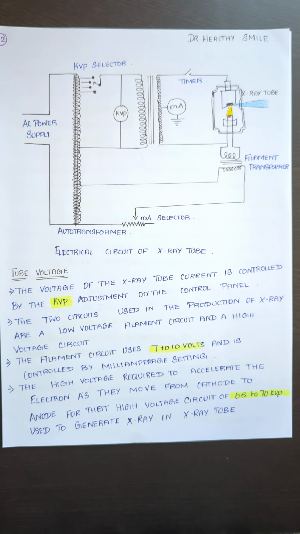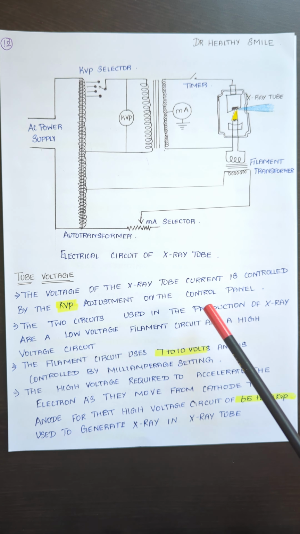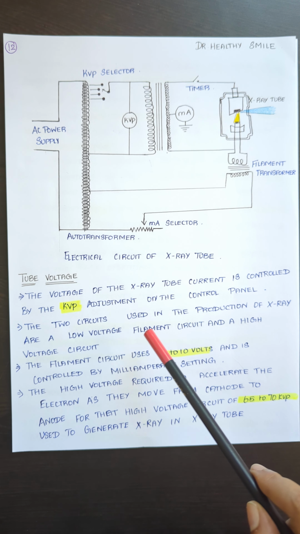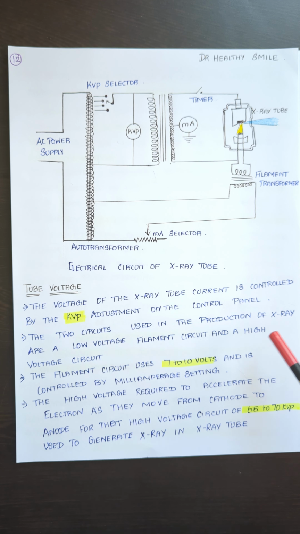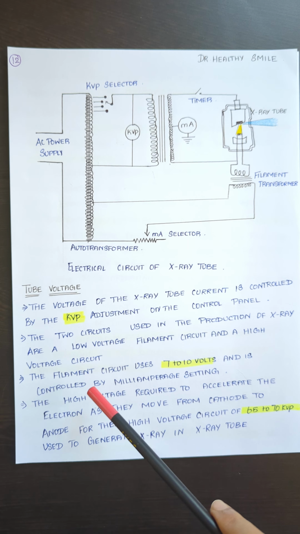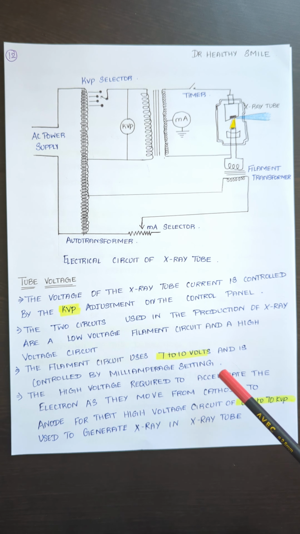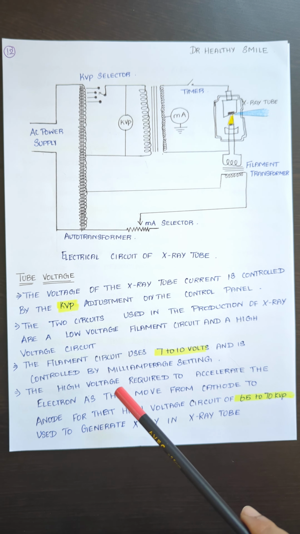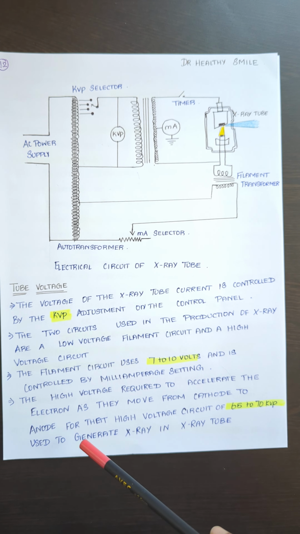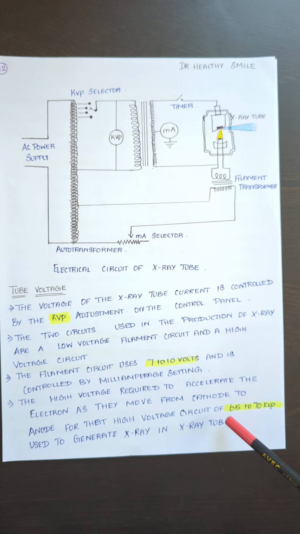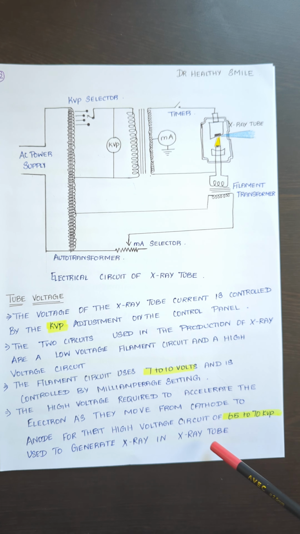Tube voltage. The voltage of the X-ray tube current is controlled by the kVp adjustment on the control panel. The two circuits used in the production of X-rays are a low voltage filament circuit and a high voltage circuit. The filament circuit uses 7 to 10 volts and is controlled by the milliampere setting. The high voltage circuit, required to accelerate the electrons as they move from cathode to anode, uses 65 to 70 kVp to generate X-rays in the X-ray tube.